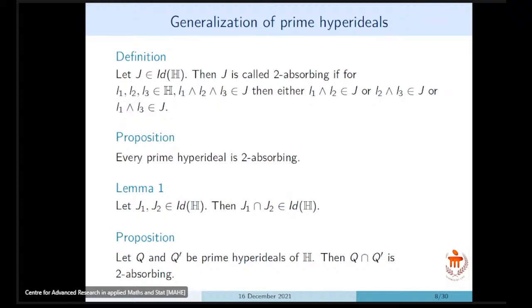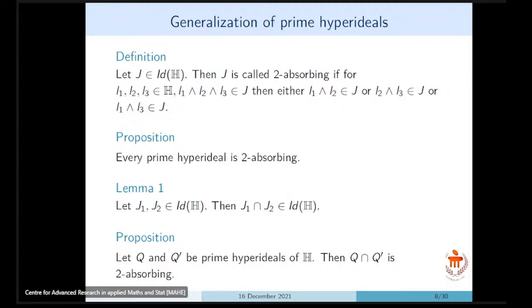Next, let us define some generalizations of the concept of hyperideals. The first one is the concept of a two-absorbing hyperideal. A hyperideal J is called two-absorbing if, for three elements L1, L2, L3 belonging to the set H such that their meet is in J, either L1 meet L2 belongs to J, or L2 meet L3 belongs to J, or L1 meet L3 belongs to J. If this condition is satisfied, then we call such an ideal a two-absorbing hyperideal. One thing to observe here is that every prime hyperideal is two-absorbing.